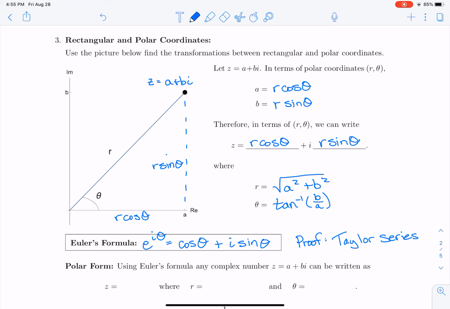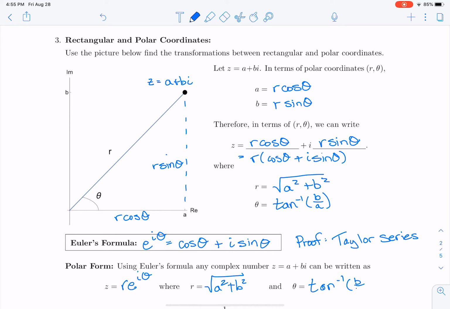Now that we have Euler's formula, what we're going to do is write any complex number as r e to the i theta. Because as you can see, z can be written as r times cosine theta plus i sine theta. But Euler's formula tells us that cosine theta plus i sine theta is actually e to the i theta. So the polar form of a complex number is often written as r e to the i theta, where r is going to be, again, the square root of a squared plus b squared, and theta is going to be the arctangent of b over a. And that gives you a little bit of an introduction to complex numbers and polar coordinates.